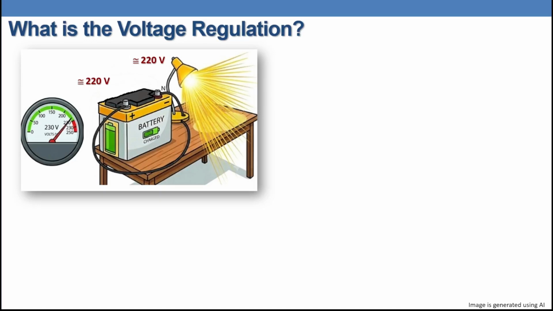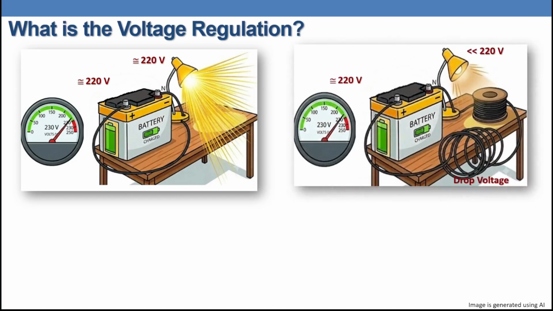What will be the case if we inject a longer cable between the battery and the lamp? Look at this picture. Any cable has a resistance. When a current flows, there is a voltage drop. As a result, the voltage reaching the lamp is lower than the rated value, which is lower than 220 volts. Since the lamp receives a lower voltage, its brightness will be lower. So what is the solution to compensate for this effect?